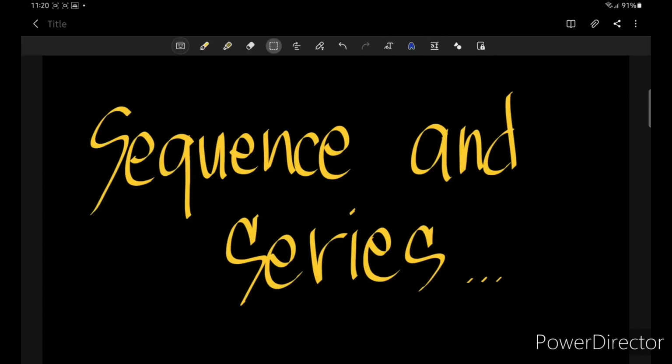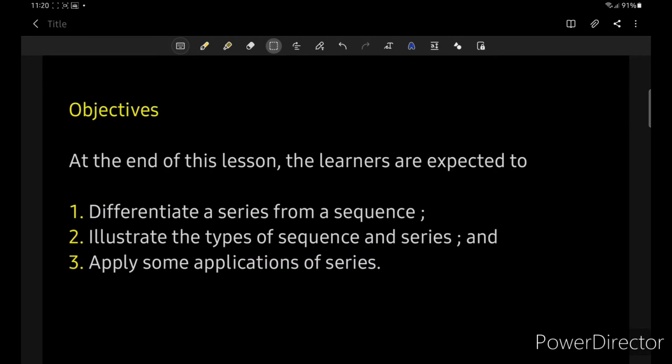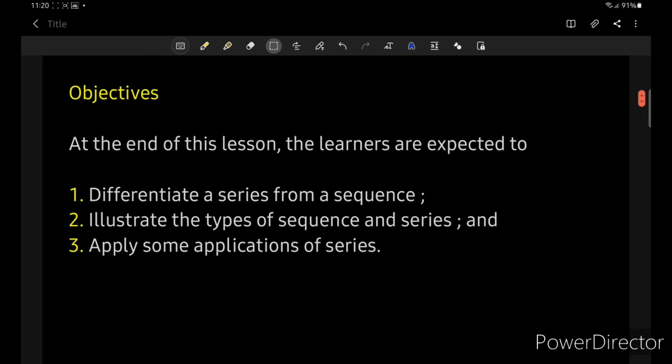Alright guys, let us talk about the difference between a sequence and series. But before we start, let us have our objectives. At the end of this lesson, the learners are expected to differentiate a series from a sequence, illustrate the types of sequence and series, and apply some applications of series in our daily lives.